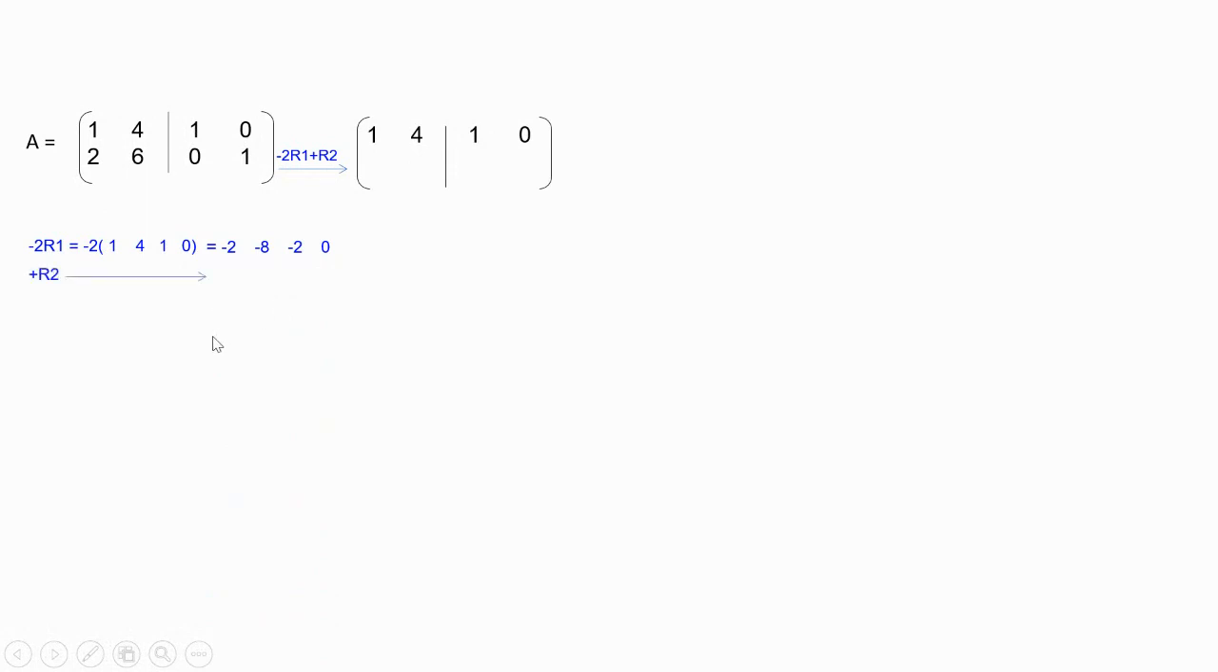Then we're going to add it to row 2. Row 2 is 2, 6, 0, 1. After we execute the addition, we're going to get 0, -2, -2, and 1. So that's my new row 2. If you notice, I'm done with the first step because that's already a 0. My second step is that the 4 must be a 0. So I'm going to keep row 2 how it is, and then if I multiply +2 times row 2 and add it to row 1, it guarantees that the 4 will be a 0 because it's going to be eliminated.